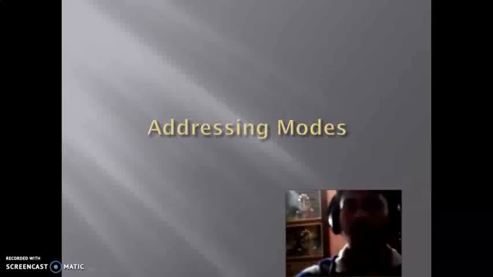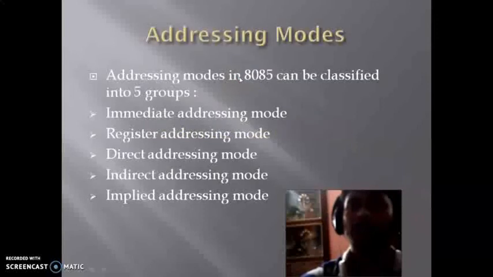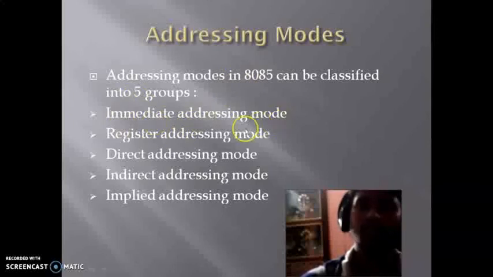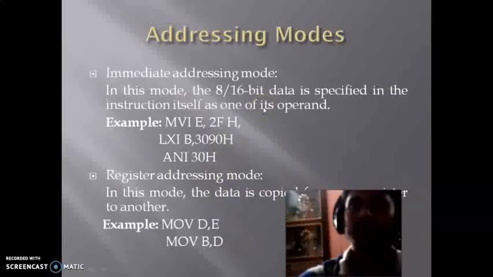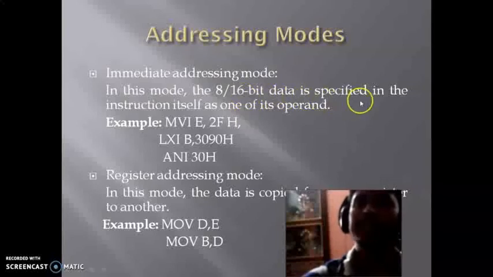Now we are going to discuss the addressing modes of the 8085 microprocessor. In case of the 8085 microprocessor, we have 5 addressing modes. One is the immediate addressing mode, next is the register addressing mode, direct addressing mode, indirect addressing mode, and implied addressing mode. First, I am just going to explain the immediate addressing mode. In this mode, the 8 or 16-bit data is specified in the instruction itself as one of its operands.